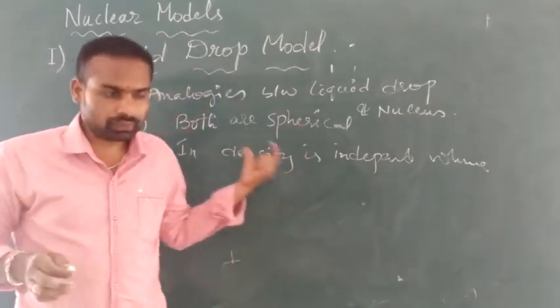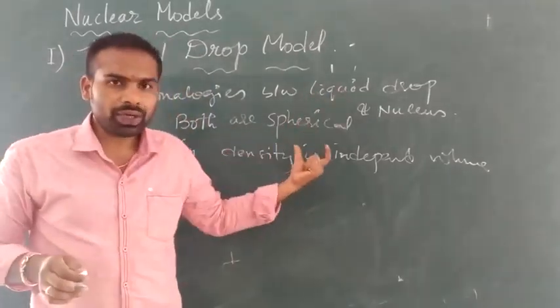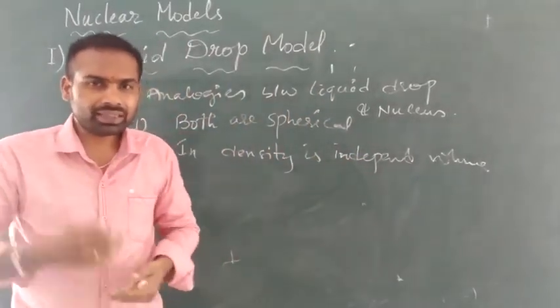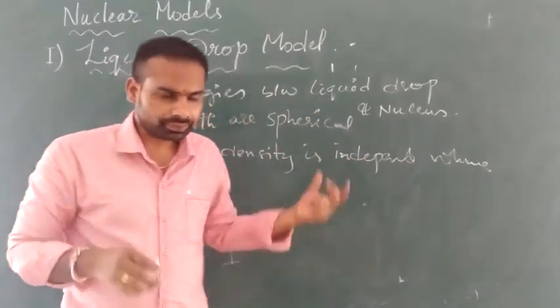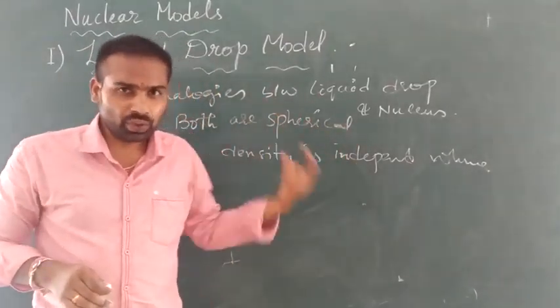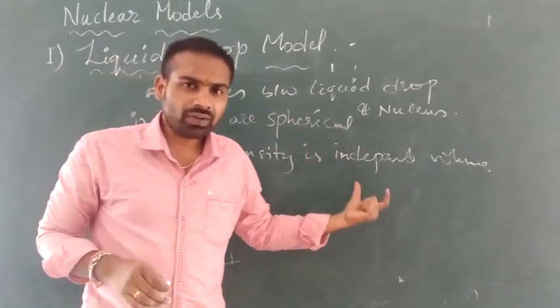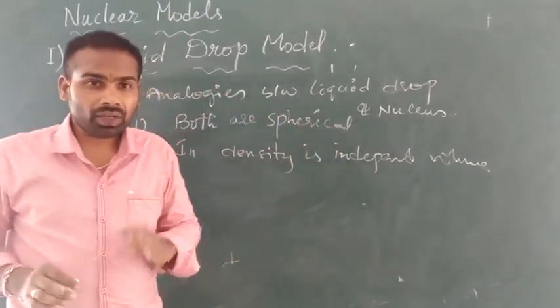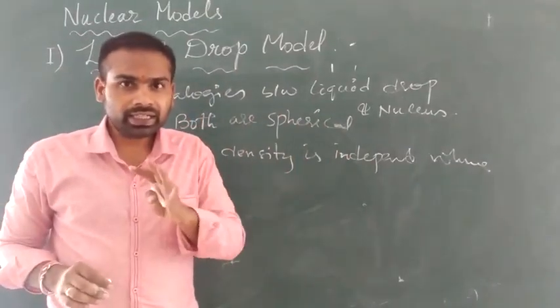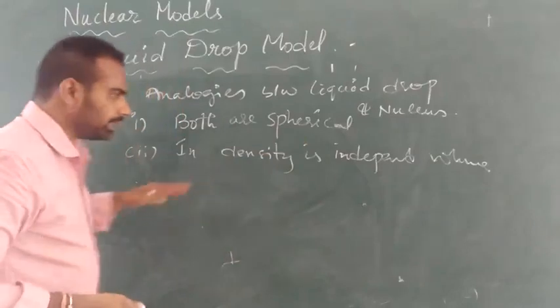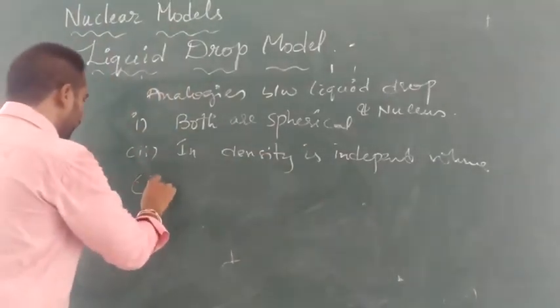The density of the liquid drop and the nucleus is independent of volume, with the exemption that the density of the nucleus is independent of its size, whereas the density of the liquid drop depends upon its type. Nothing but for different liquids, it has different values like that. Okay, right. Next, this is the second point, second analogy.